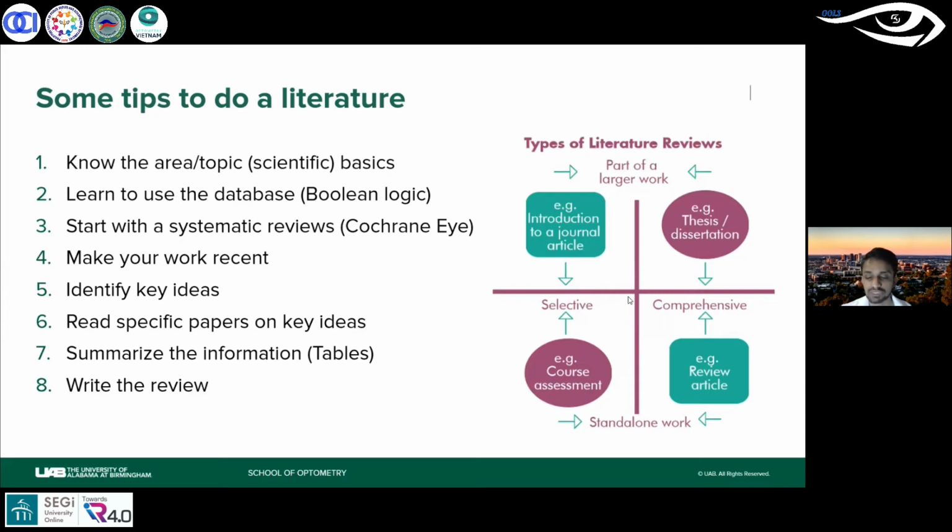And summarize the information. I use tables specifically in Excel, a simple Excel format of summarizing who was the author, what did they do, who were their patients, what were their conclusions. It will save you a ton of time later on. And of course, last is to write the review if needed.